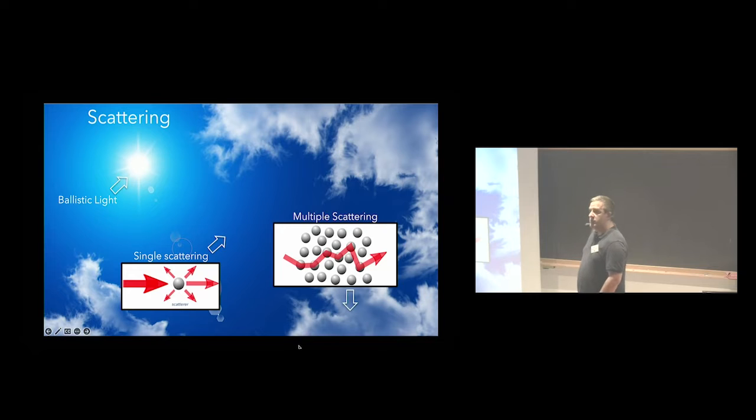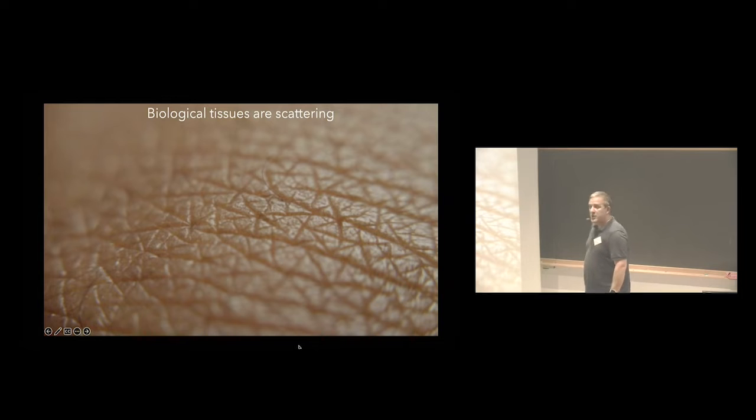And the multiple scattering regime in this picture would be the cloud, which is really this white, opaque, diffusive material where light has been scattered many, many times before exiting. So it's important, again, coming back to imaging, for tissue imaging, because we are scattering.